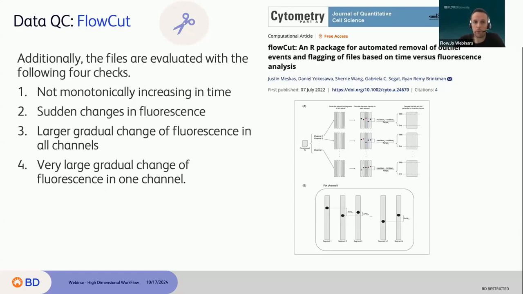Additionally, the file is going to be evaluated for this fault check. It's going to check for a monotonic increase in time. Is this signal stable, or is it increasing slightly over time? It's going to look at sudden changes in fluorescence. It's going to look at large gradual changes of fluorescence in all channels. And it's going to look for very large gradual changes of fluorescence in one channel.